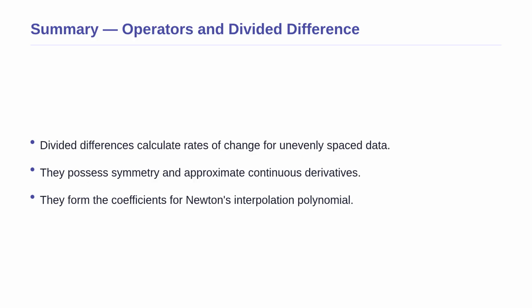Second, these differences possess a symmetry property and share a deep mathematical connection to derivatives, acting as discrete approximations of continuous rates of change. Finally, they form the backbone of Newton's interpolation formula, allowing us to construct continuous, predictable curves from scattered discrete measurements. You now have a powerful method for analyzing complex, irregular data in the real world.